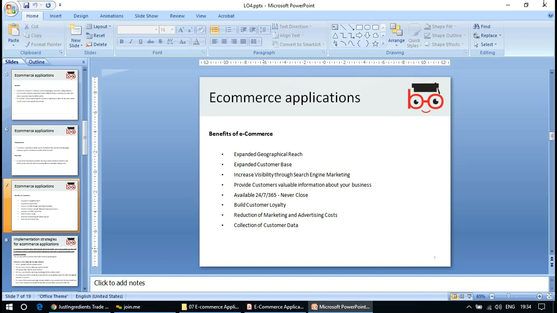Collection of customer data: you can better collect the customer information, and then it's your choice how you sell to them, not to sell to anyone else illegally.